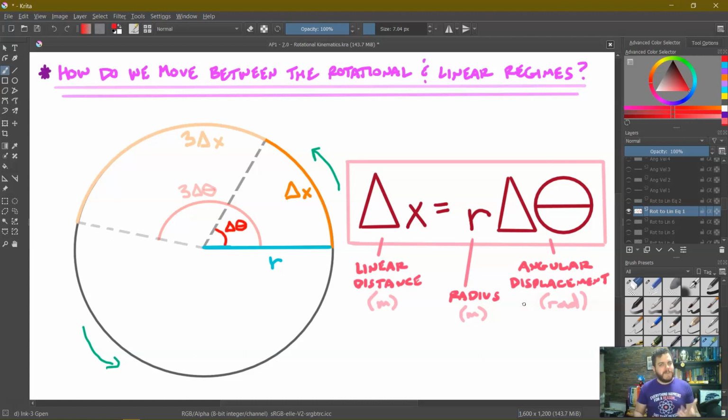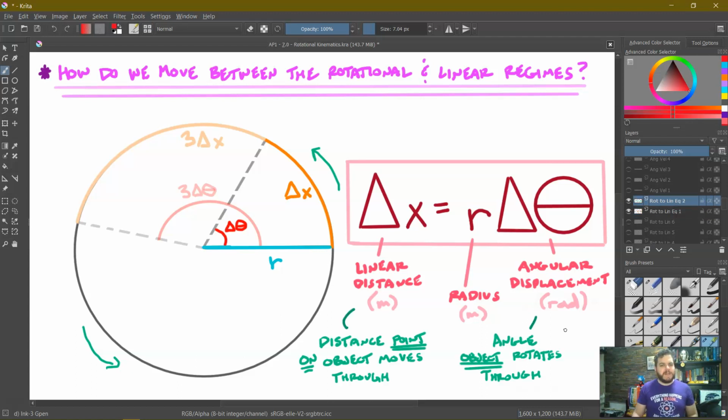Once again, we'll talk more about that in class. So you don't technically have to write radians. You could just leave it blank. We'll discuss that more. But we need to remember that this delta theta is telling us how much the entire object is rotating, and the delta x is telling us the distance that a point on the object is moving through.